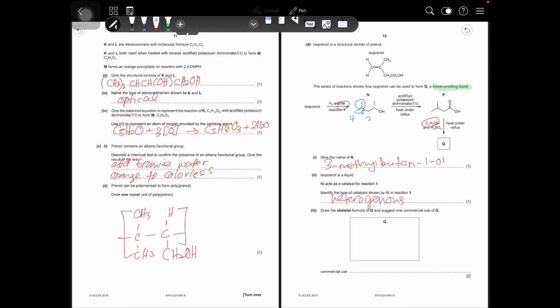So draw the skeletal formula of Q and suggest one commercial use of Q. So in producing an ester, the OH of the carboxylic acid and also the H in the alcohol will be ejected out as water. So start with the carboxylic acid. So we have something like this, and then we have a C double bond O, and then you have O. This is starting with the alcohol part. So we have 2 carbons in the alcohol. So this is the ester produced. For example, it is used as a solvent or famously as perfumes or flavoring.